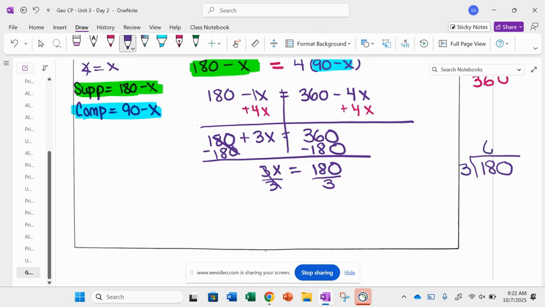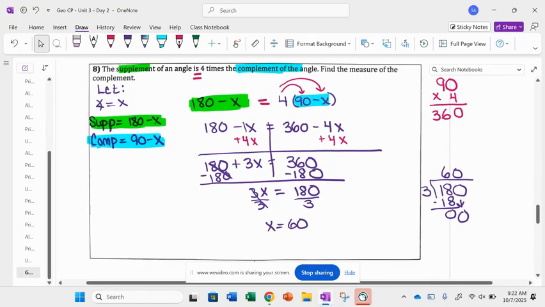3 goes into 18 6 times. 6 times 3 is 18. Subtract, since I'm bringing down that 0, I have to put a 0 up top. So x is equal to 60. I'll let everybody catch up before I ask the next set of questions.